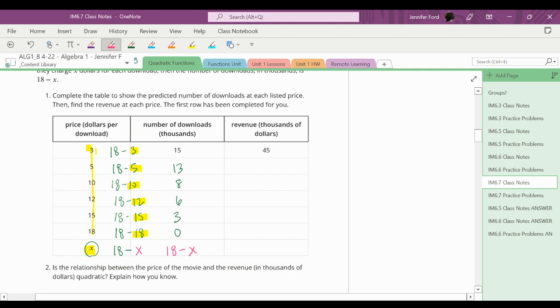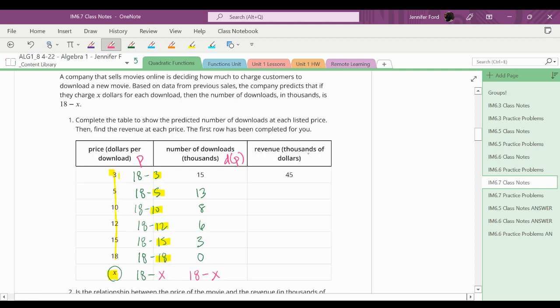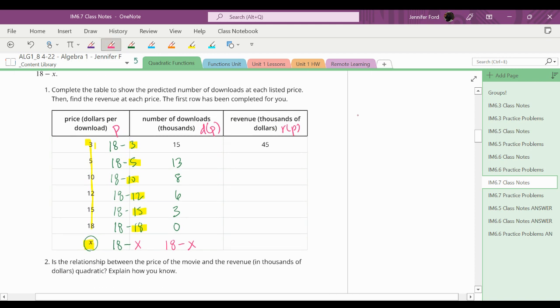So I'm going to say that this is D of P, where this is price, and this is going to be R of P for revenue. My download function, D of P, is going to be 18 minus the input value. So this would be how I would write that equation. Okay. Because if the input is X, the output's 18 minus X. Whatever the input is, that's the output. All right.